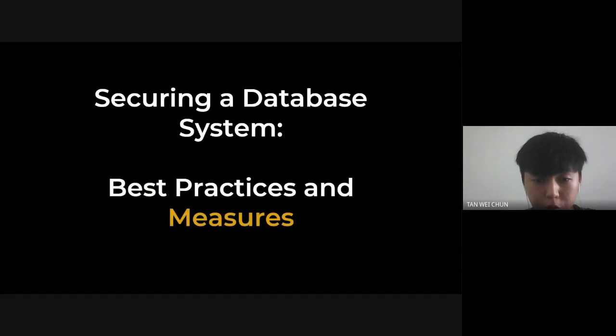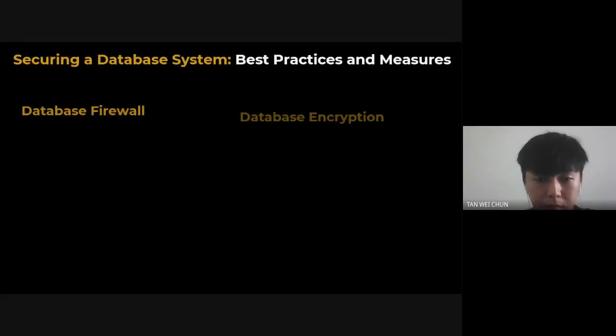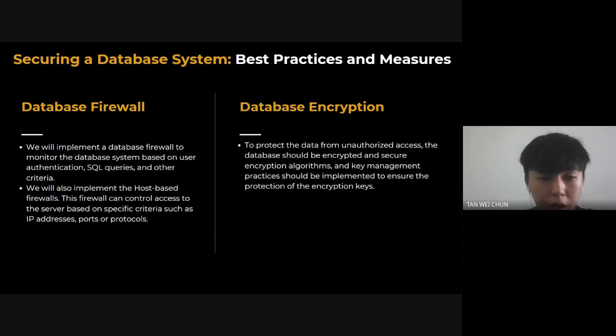So now the topic is securing a database system: the best practices and measures. The first best practice and measure is the firewalls. We implement a database firewall to monitor the database system based on user authentication, SQL queries, and other criteria. And also, we will implement host-based firewalls. This firewall can control access to the server based on specific criteria such as the IP address, ports, or protocols.